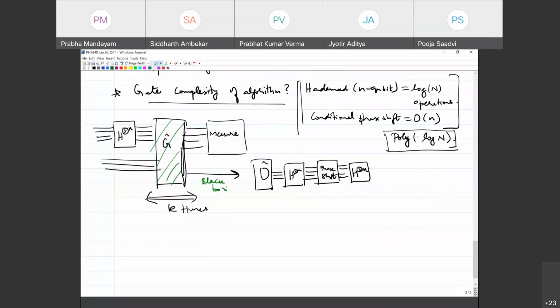You simply ask, what is this k? How many times do I need to run this Grover before my measurement is likely to give me a solution with high probability? That is query complexity. But now if I start worrying about what is inside the black box, that is gate complexity or circuit complexity. Is the distinction clear now? Yes, ma'am. Okay, good.